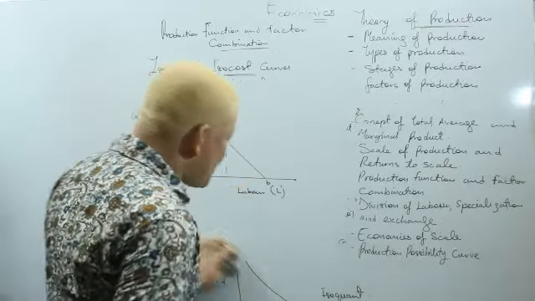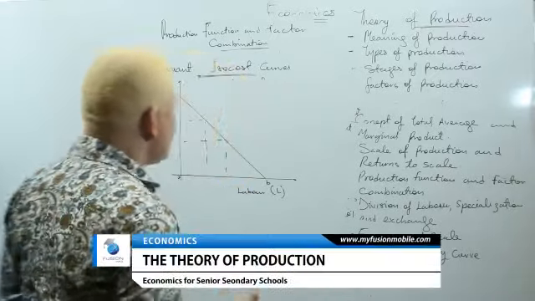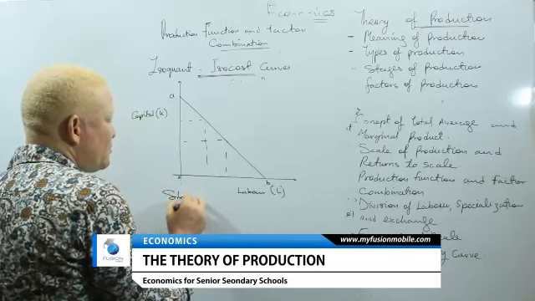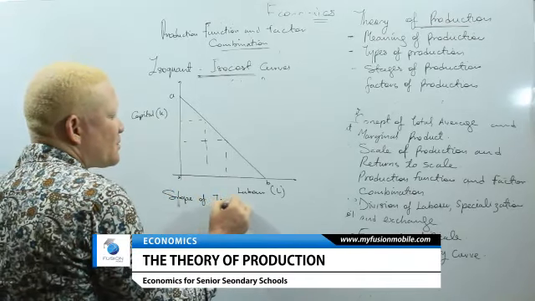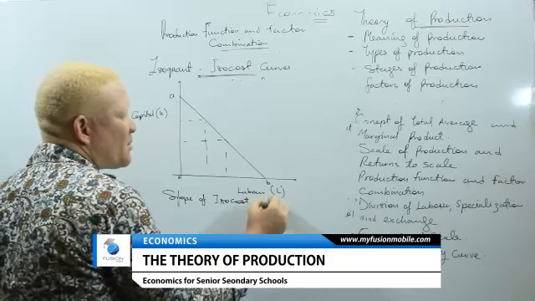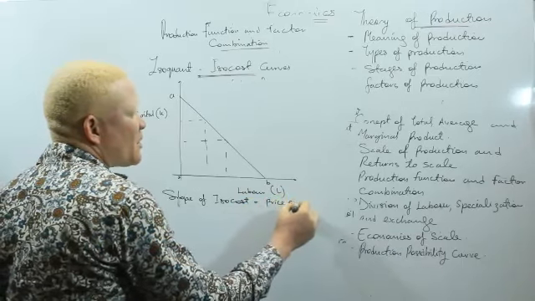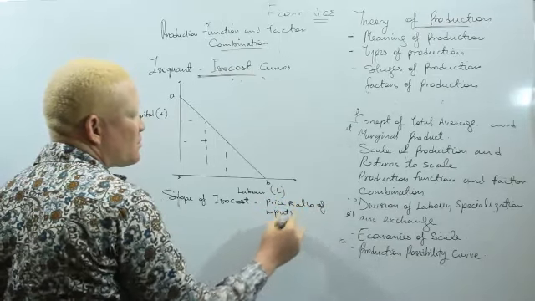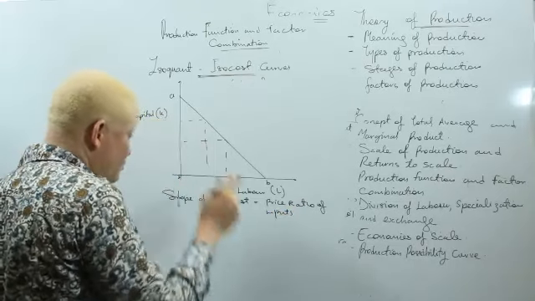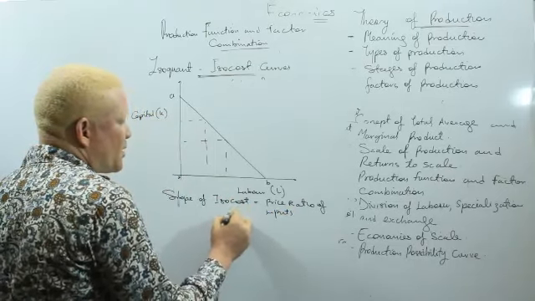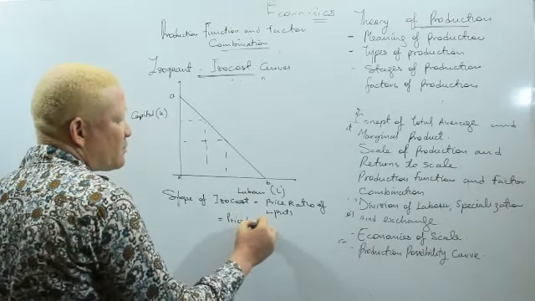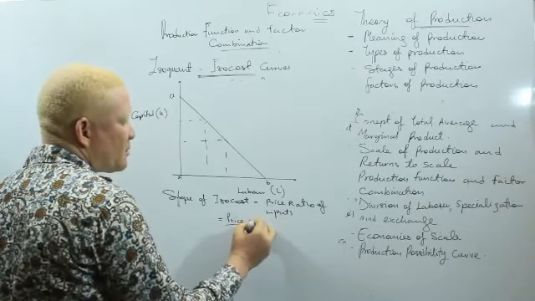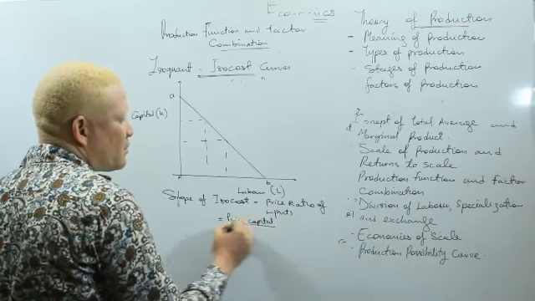Now, these two things have their slopes. Definitely, the slope of the Isocost equals the price ratio of inputs. So in this case, price of labor over price of capital.